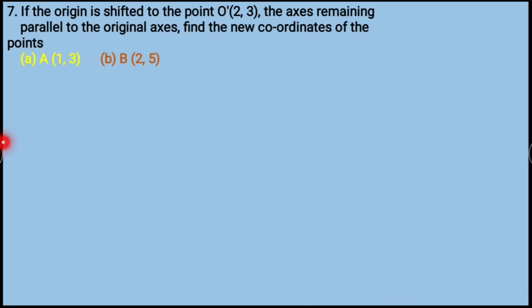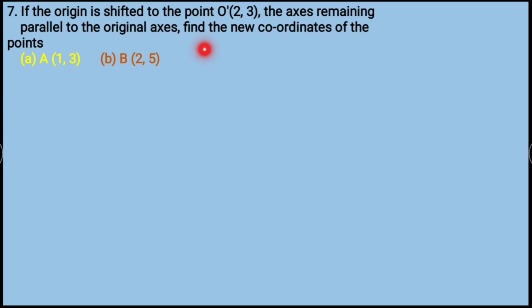Now see question number 7 from exercise 5.1, which is based on shift of origin. So see the question. If the origin is shifted to the point O dash of (2, 3), the axes remaining parallel to the original axes, find the new coordinates of the points A of (1, 3) and B of (2, 5). Here the given condition is the origin is shifted to the point O dash of (2, 3), that means the value of h is 2, the value of k is 3.